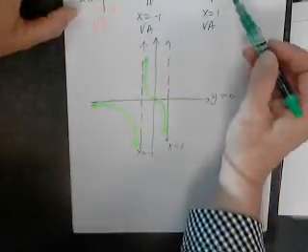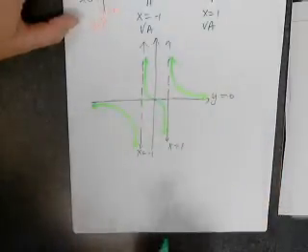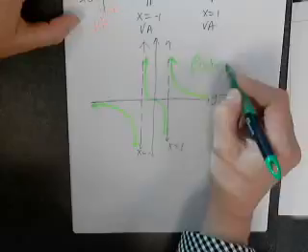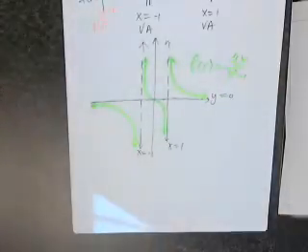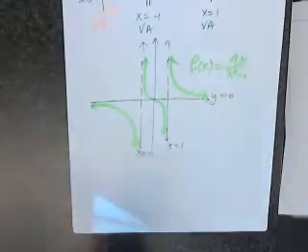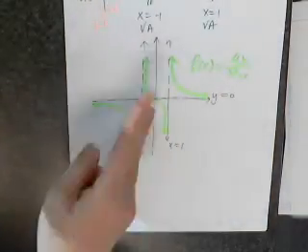And from positive infinity approaching 0. And this is f of x, 4x over x squared minus 1. It is symmetric with respect to the origin. So these two, and then these two.